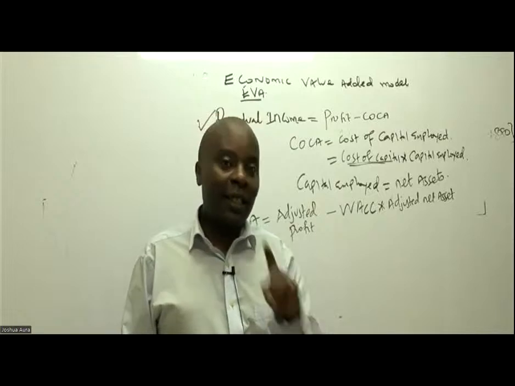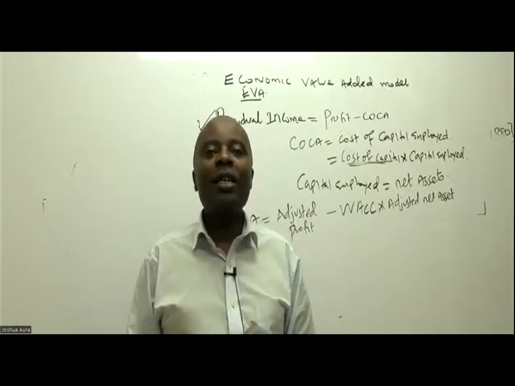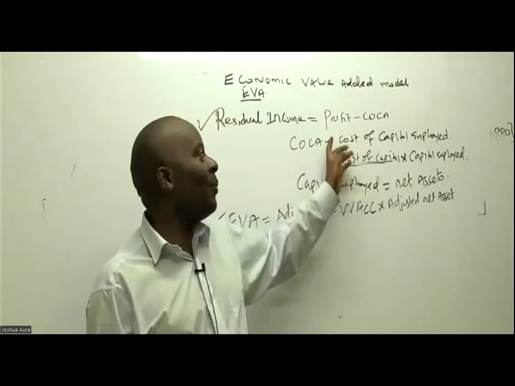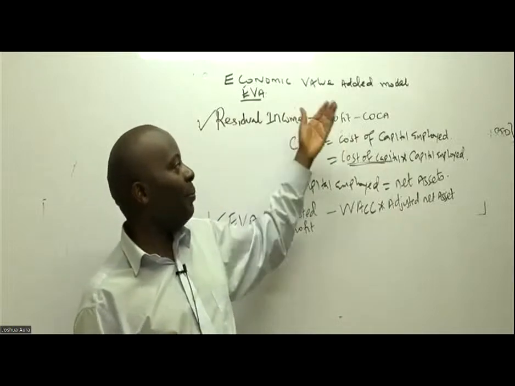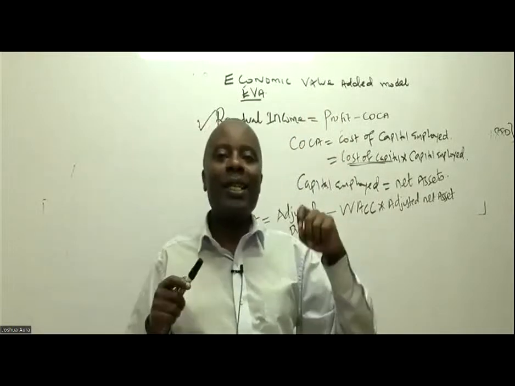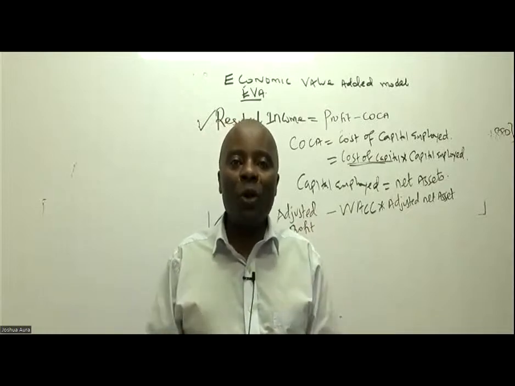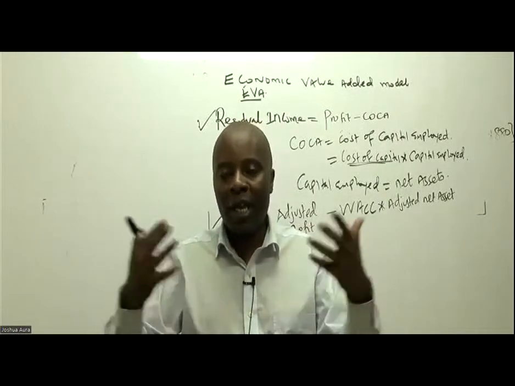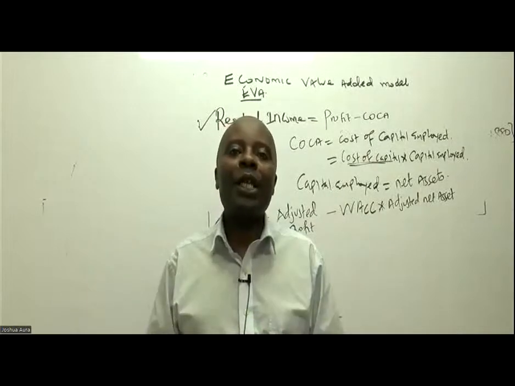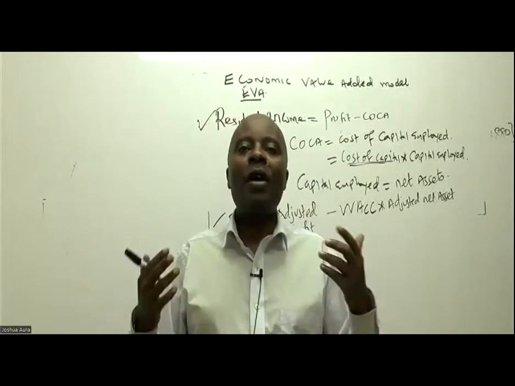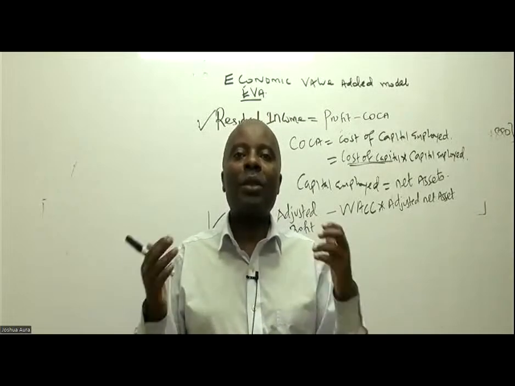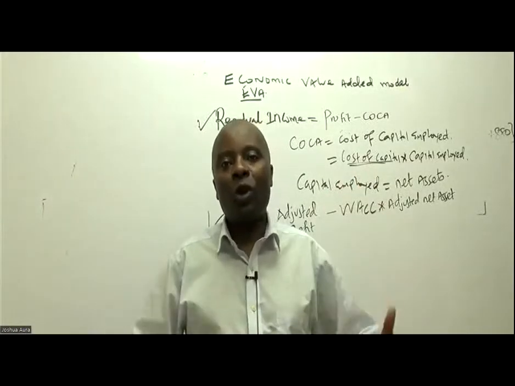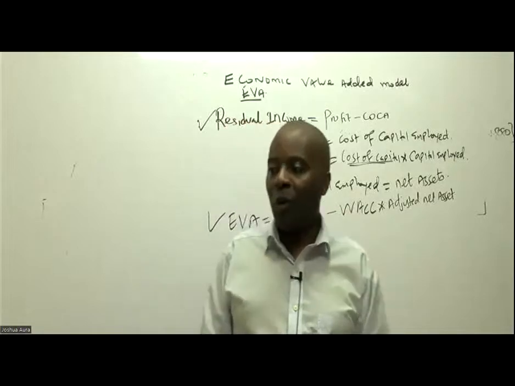Right. And then the other thing that you're supposed to know is that EVA is a cash flow based model. Unlike residual income, which is purely historical, which is purely profit, EVA is a cash flow based model. And that is where we add back all the non-cash operating expenses. Any non-cash operating expenditure, depreciation, amortization, etc., all those expenses must always be added back to be able to derive what we call a cash flow.